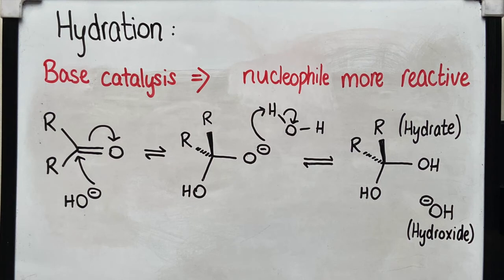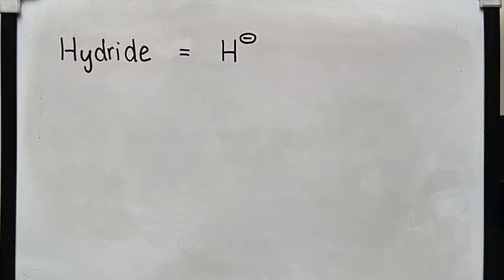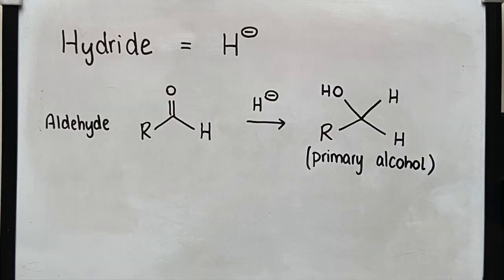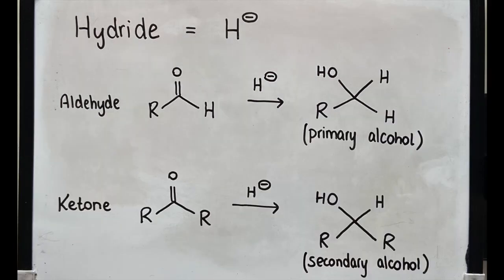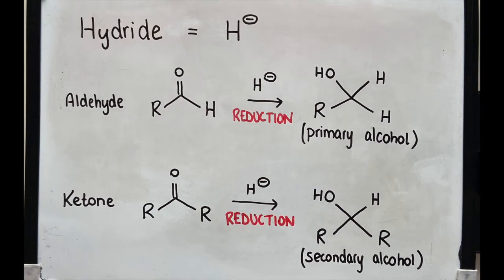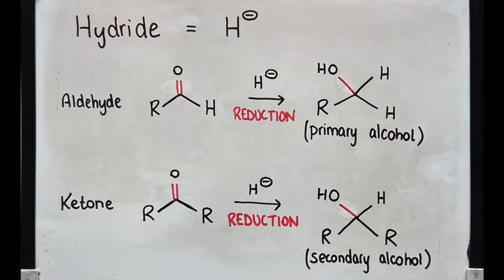The next reaction we will look at is the addition of hydrides to a carbonyl compound. If we treat an aldehyde with a hydride, we form a primary alcohol. If we treat a ketone with a hydride, we form a secondary alcohol. In both cases, reduction has taken place. We've gone from having two bonds to a heteroatom in the form of a carbon-oxygen double bond to only having one heteroatom bond. What reagents would we use as a source for hydride ions?